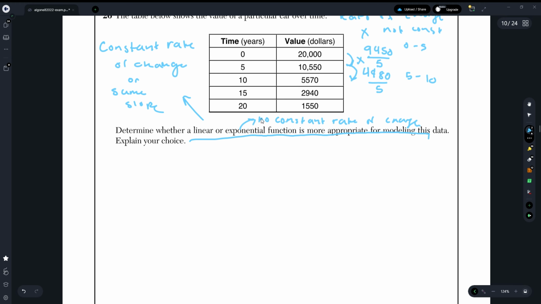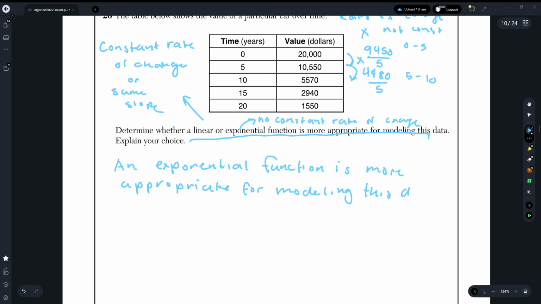So since our rate of change is not constant, and we just said that an exponential function means no constant rate of change, an exponential function is more appropriate for modeling this data because, and here's where we explain it, the rate of change is not constant.